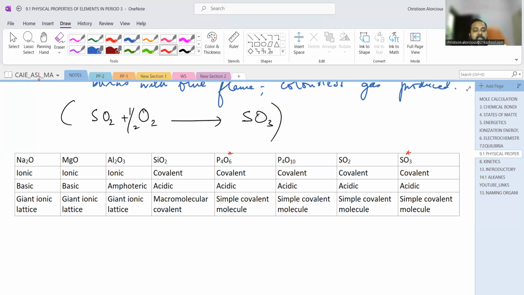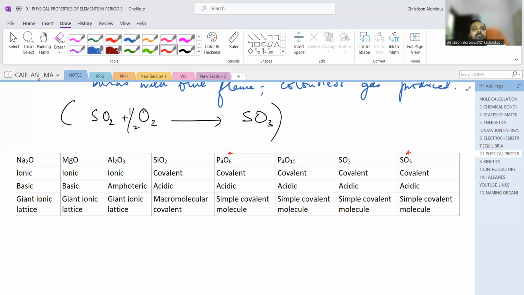The ionic oxides are all giant ionic lattices. Silicon dioxide is macromolecular covalent. If you remember your IG days, you'll remember that silicon dioxide has bonding and structure similar to that of diamond, while the oxides of phosphorus and sulfur are all simple covalent molecules, and they end up becoming pretty strong acidic solutions when reacted with water. Now that summarizes the reactions of the period 3 elements with oxygen.